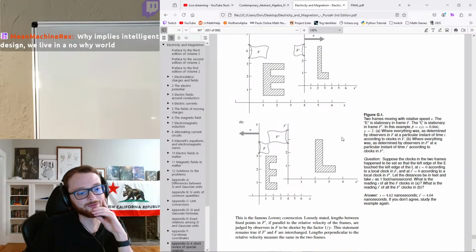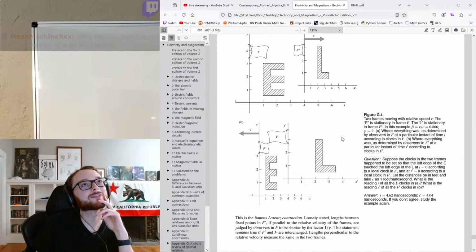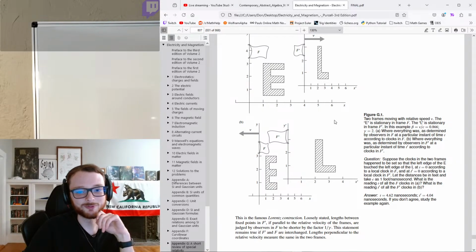Why implies intelligent design. We live in a no-why world. Well, that's a different sense of why. I think Thunder is talking about the idea of building up things from axioms, whatever the proper way of phrasing that is. And maybe next you're asking why those axioms are there in the first place, I think.